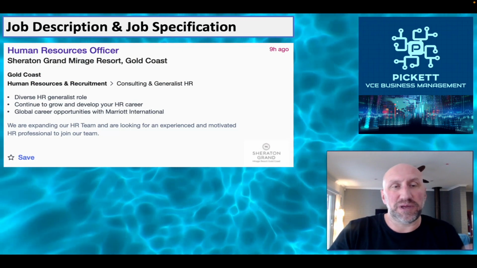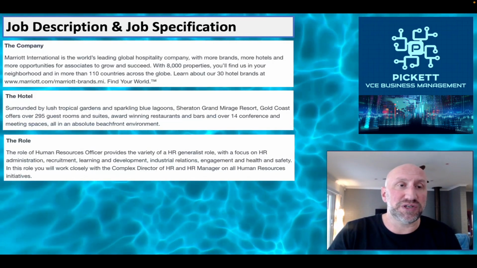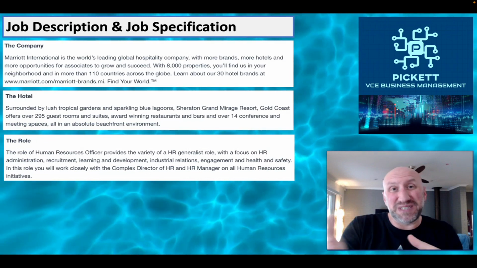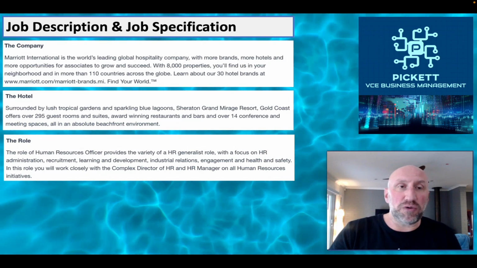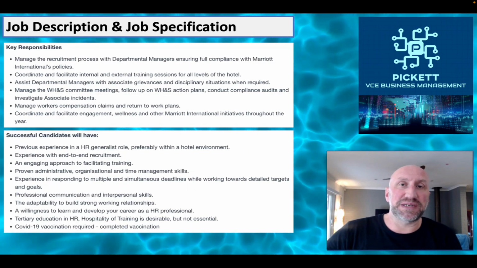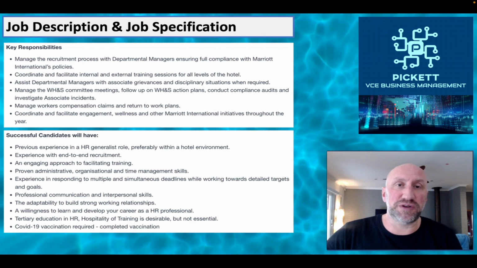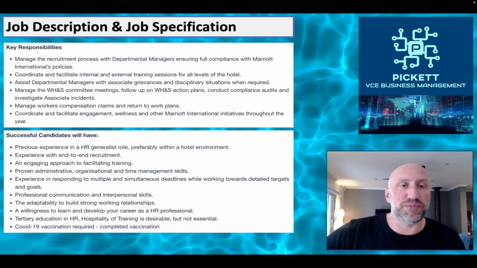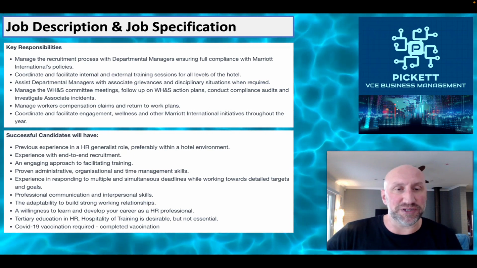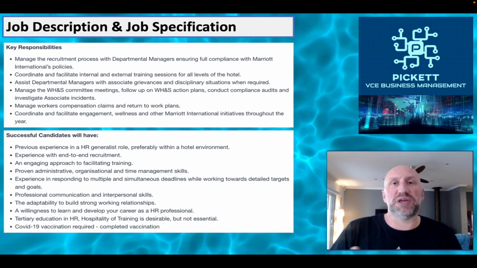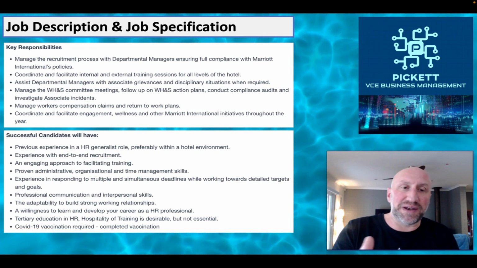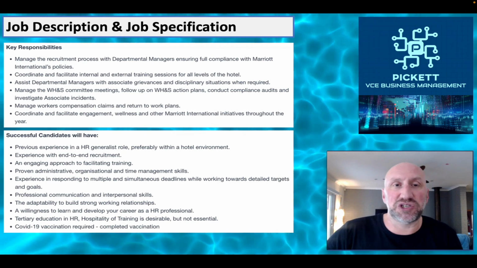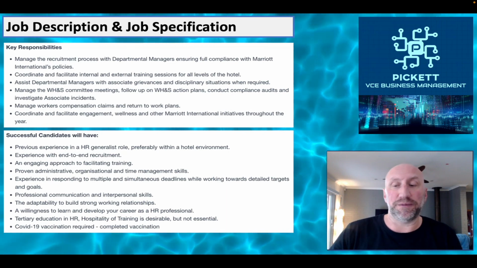And look, here's another one, HR officer at a hotel up on the Gold Coast. Again, exactly the same. So a little bit about the company, a bit about the specific hotel, a little bit about the role, but then again, key responsibilities, which would have been written using the job description for that particular job. And then the successful candidate will have, which is like the criteria in the previous one. Again, that's just describing the person. So basically, if you're looking at this ad and you think you might be interested, you look at what the successful candidate will have. And if you think you tick all or most of those boxes, then this is potentially the kind of job that you could be going for.